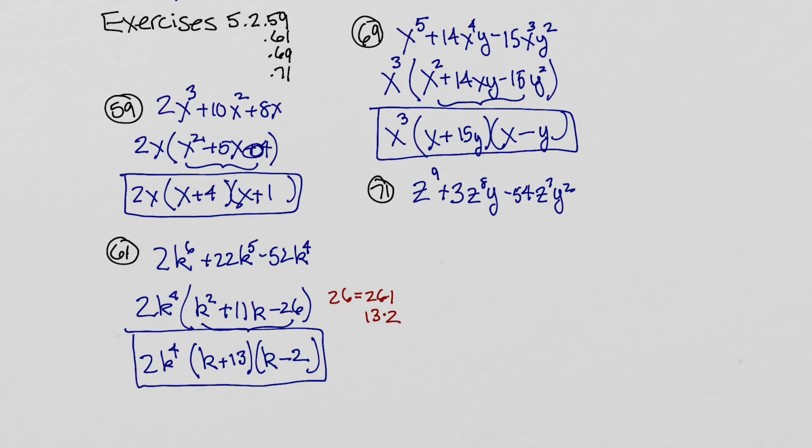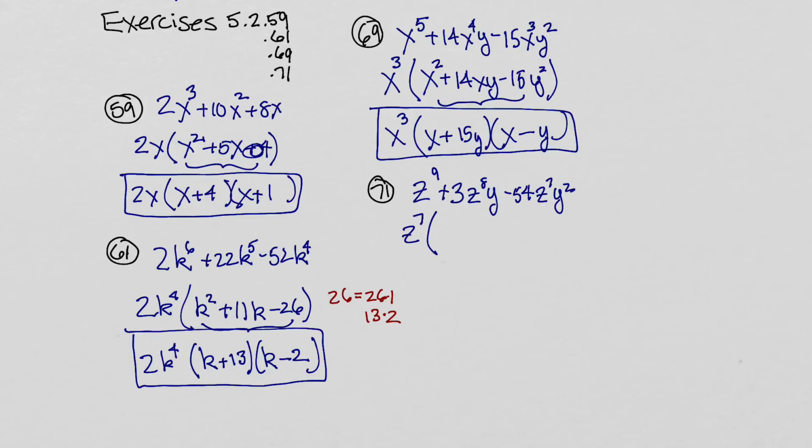Let's move on here to number 71. Notice what we've got here. We've got 9 z's here, 8 of them here, 7 of them here. So there's at least 7 z's in common. But there's no y's in common. I got 2 here, 1 here, but none here. So we can at least take out those 7 z's. So we'll get a z to the 7th. And then what's left here?